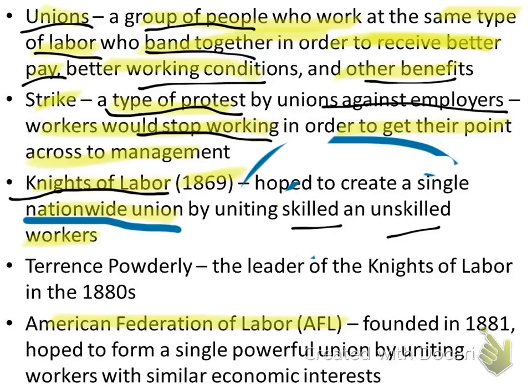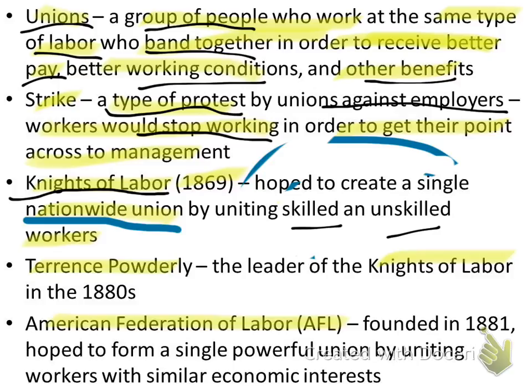Terence Powderly was the leader of the Knights of Labor in the 1880s. Unfortunately, due to some things we're going to talk about, the Haymarket Square riot, the Knights of Labor had some issues, and they eventually folded and went away. This is mentioned in the John Green video I showed you a week or so ago. The idea was a good idea. Unite these two groups. It just didn't work out very well at that time.